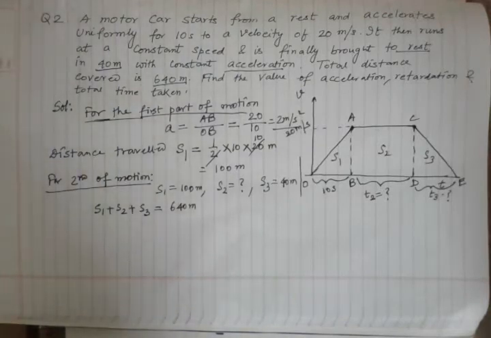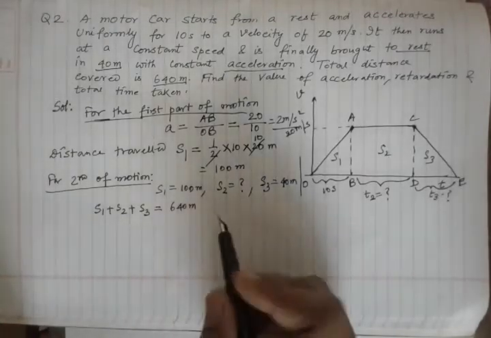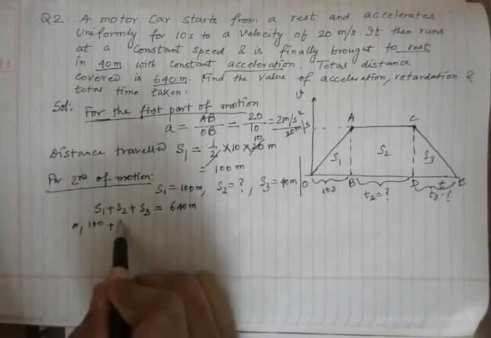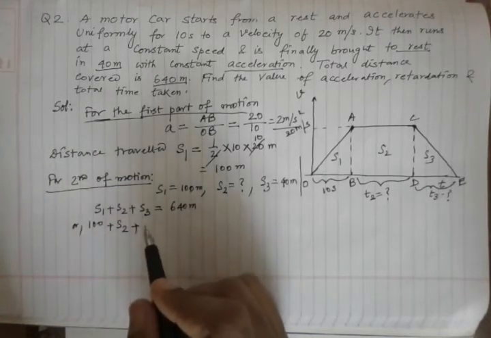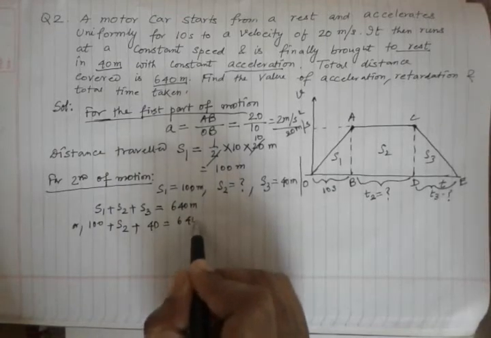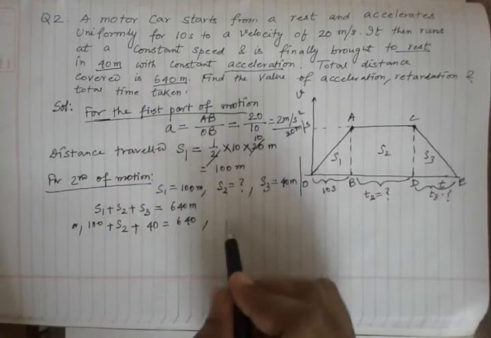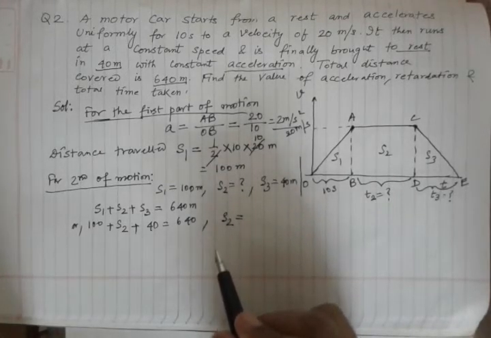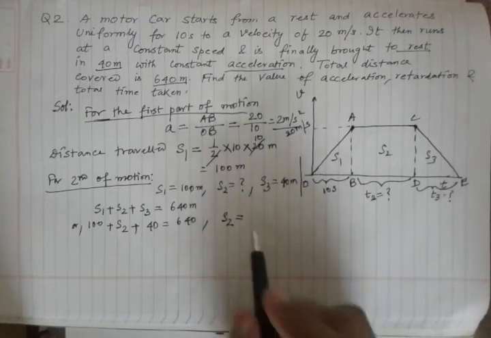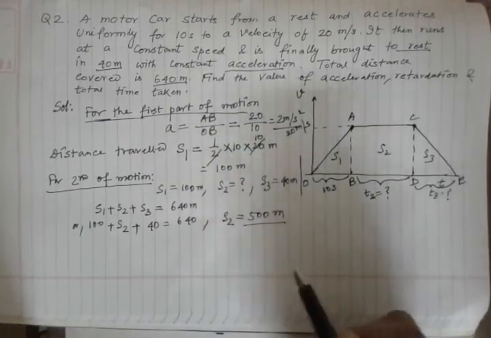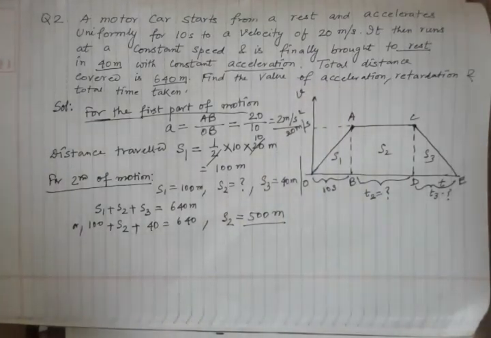So how much will we get? S2 will be 640 minus 100 plus S2 plus 40, 640. Or you can find out S2 is equal to 640 minus 40, 600, 500. Okay, then 500 meter. So that is one answer we got here, 500 meter.